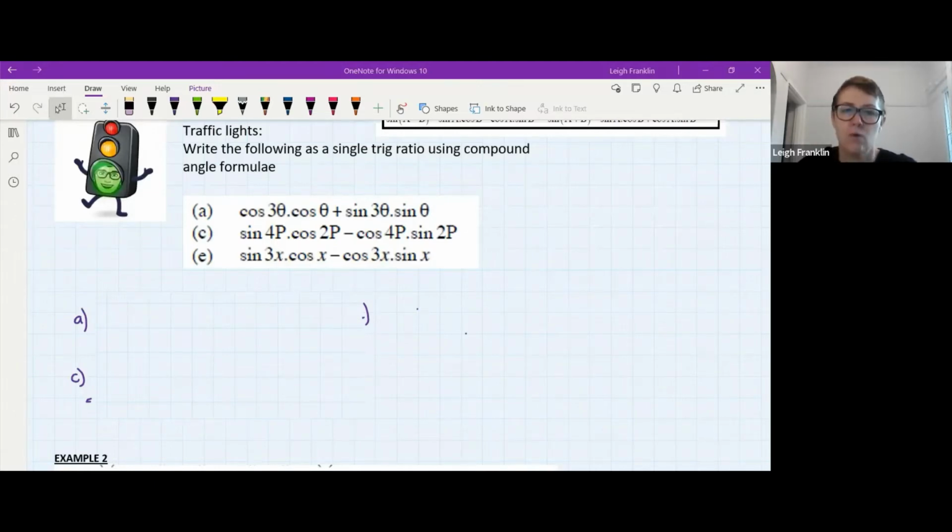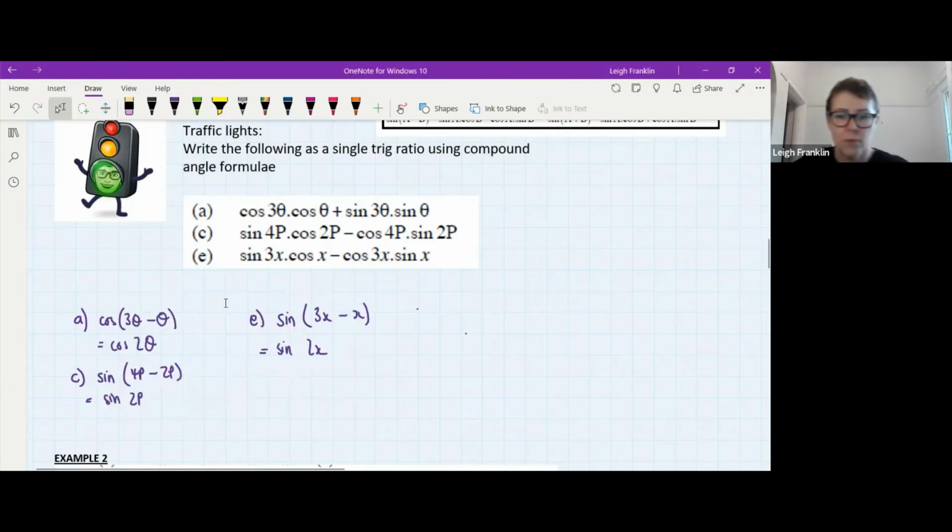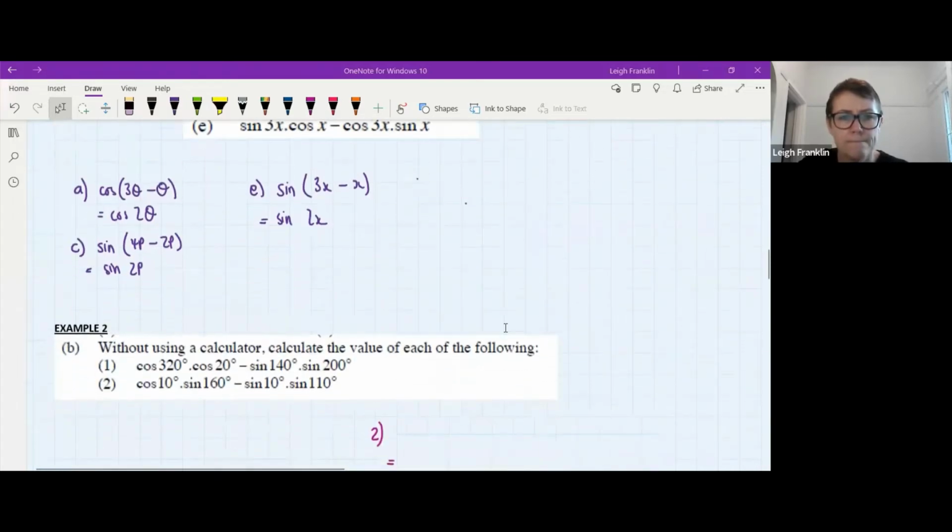Awesome. Okay, so there we go. Those were my answers. I hope I got everything right. So for A, cos 2 theta, for C, sine 2p, and for E, sine 2x. Okay. All right, now this is where things start to get interesting.